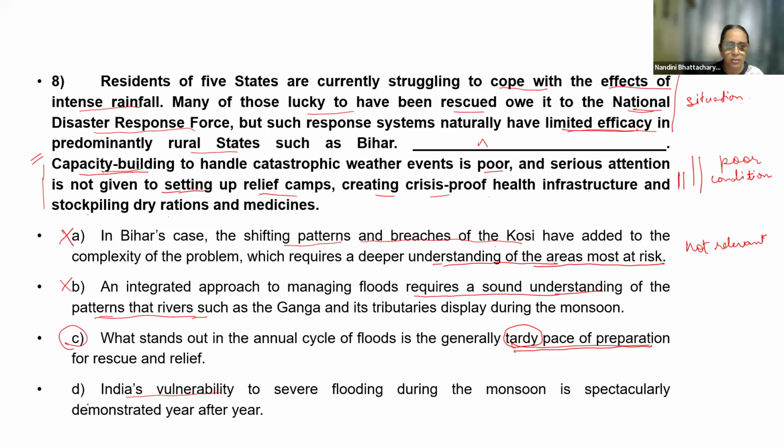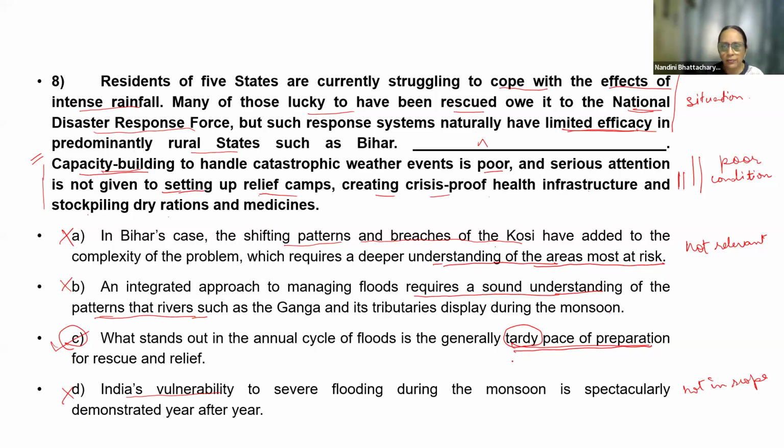We still look at the next one. India's vulnerability to severe flooding during the monsoon is spectacularly demonstrated year after year. Now, is this in the scope or relevant? This is not in scope, so again we eliminate. So what are we left with? We are left with just C. Even if we eliminate what is not relevant, we come to C.